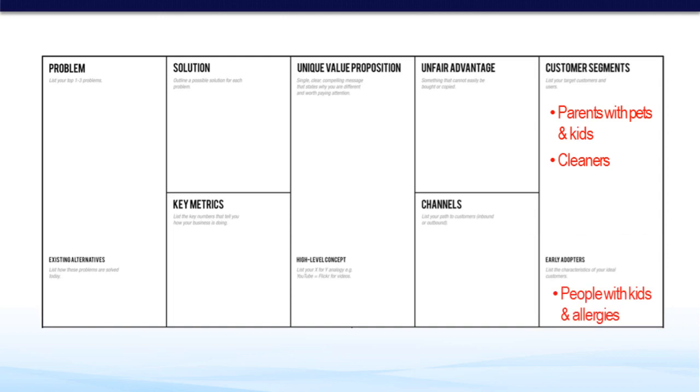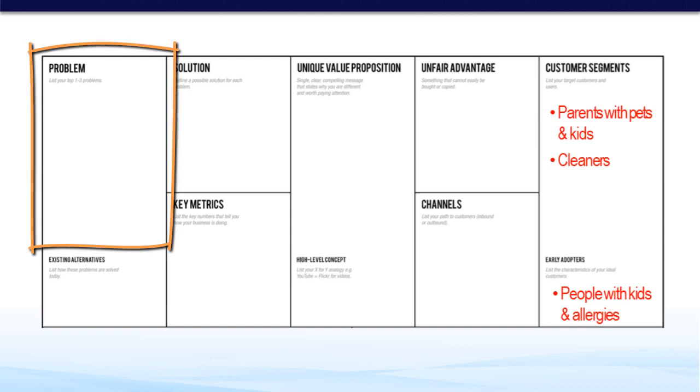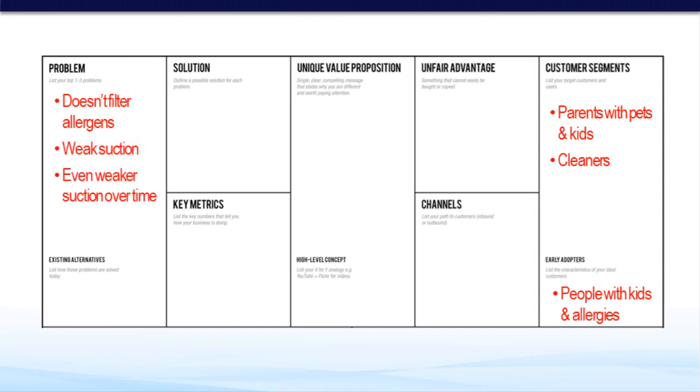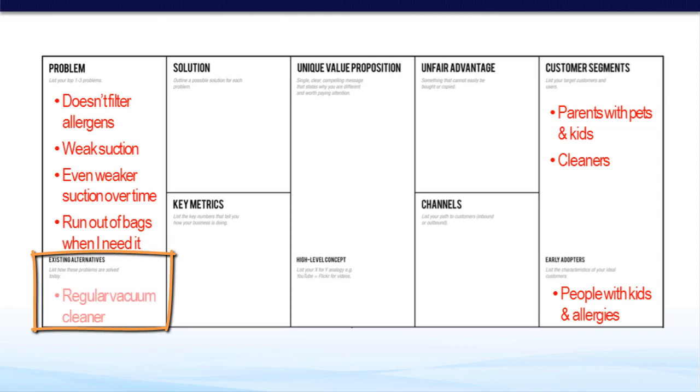The next part of the lean canvas is the problem section. This is where you list your top 1 to 3 problems that are faced by your customer segments. So it's specific. It's not all the problems that your solution or service can fix, but just the ones faced by your customer segments. In this case, the parents don't have something that can filter allergens. They also have vacuum cleaners that have weak suction that get weaker over time, and they also run out of bags when they vacuum. Existing alternatives section. This is where you put how these problems are solved today. And essentially, with a regular vacuum cleaner, they can't be solved.